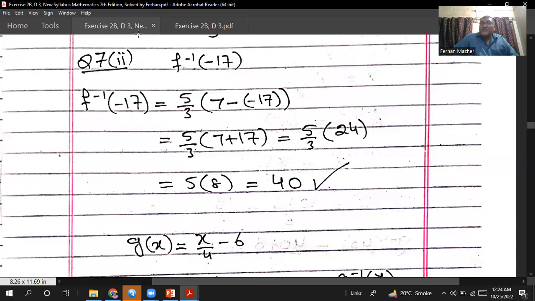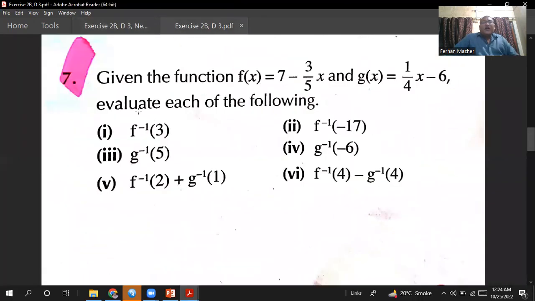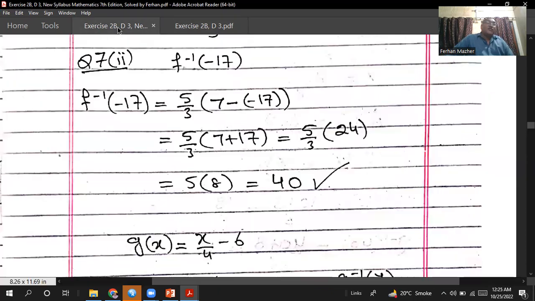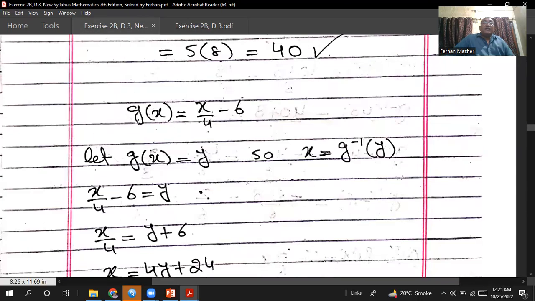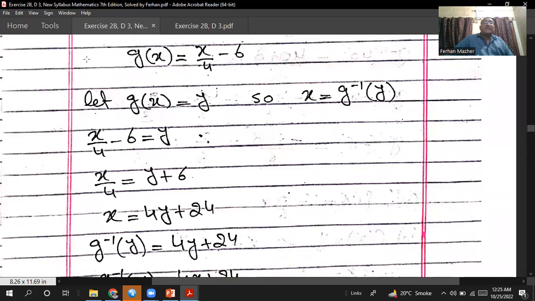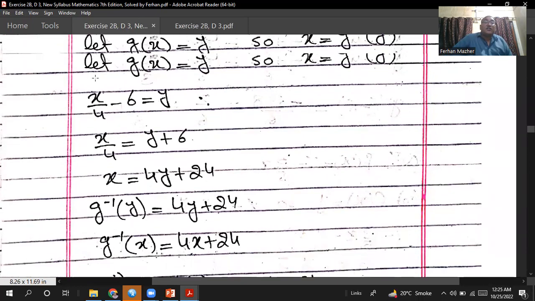Okay. Now they want me to find the g inverse of 5. So first of all, I will have to find the g inverse formula. Then I will find g inverse of 5. Okay, so very simple. So g of x is equal to x by 4 minus 6. Let g of x equal y. So x is equal to g inverse of y. This is the sentence which you have to write in all these questions.